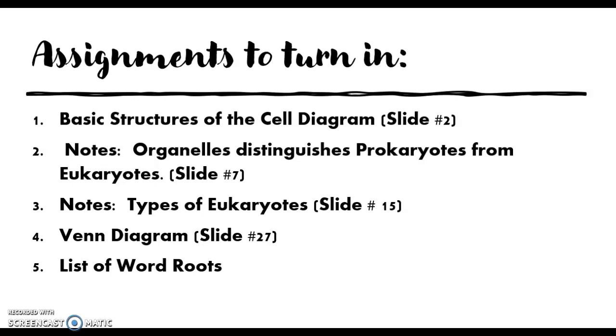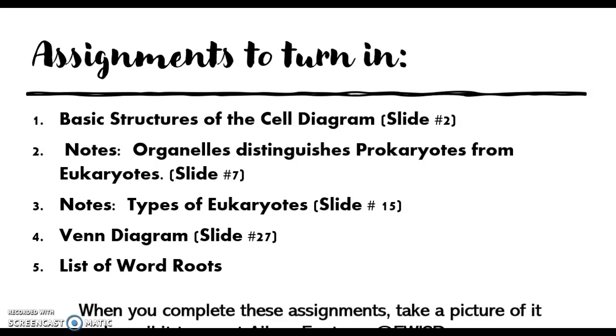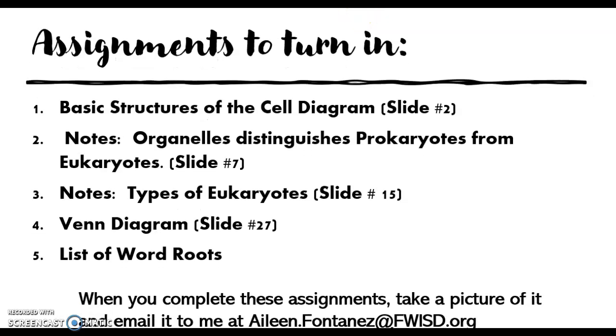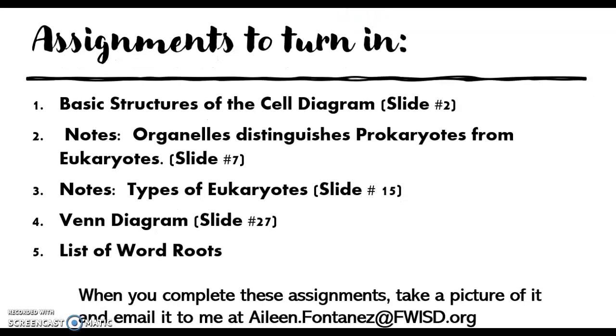Also, you're going to copy notes on types of eukaryotes. Number 4, the Venn diagram. And number 5, a list of word roots. When you complete these assignments, you're going to take a picture of it and email it to me at eileen.fontanes@fwisd.org.